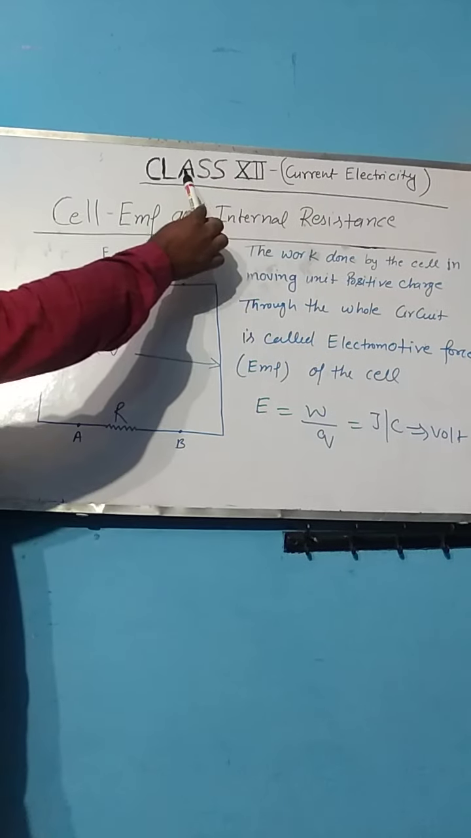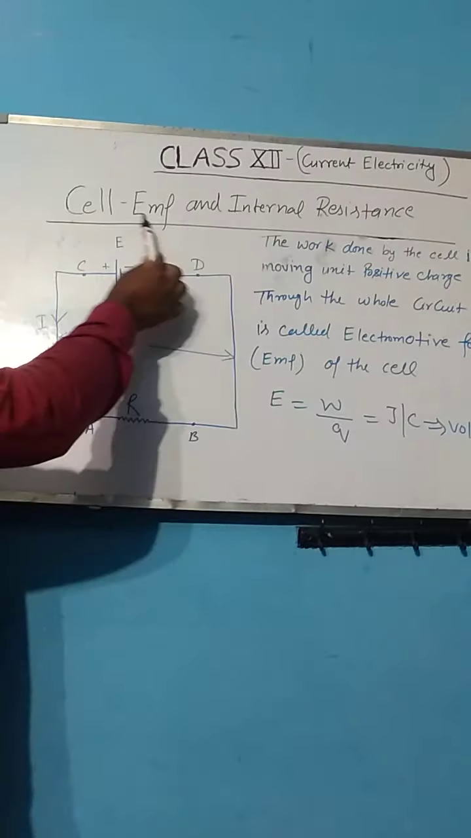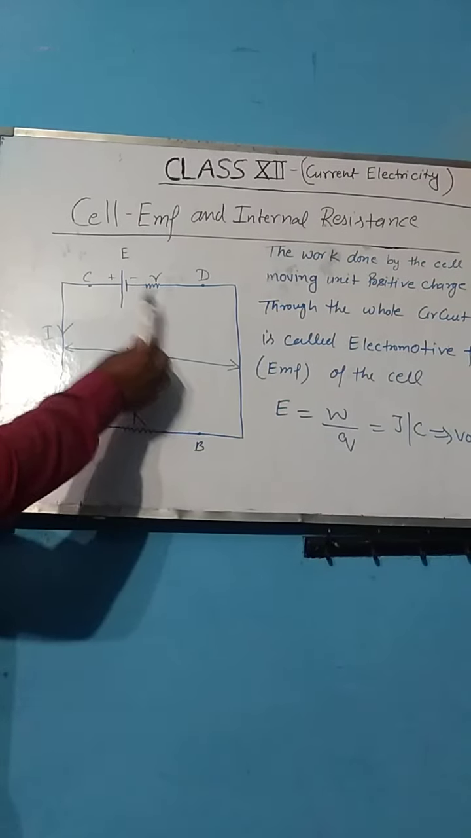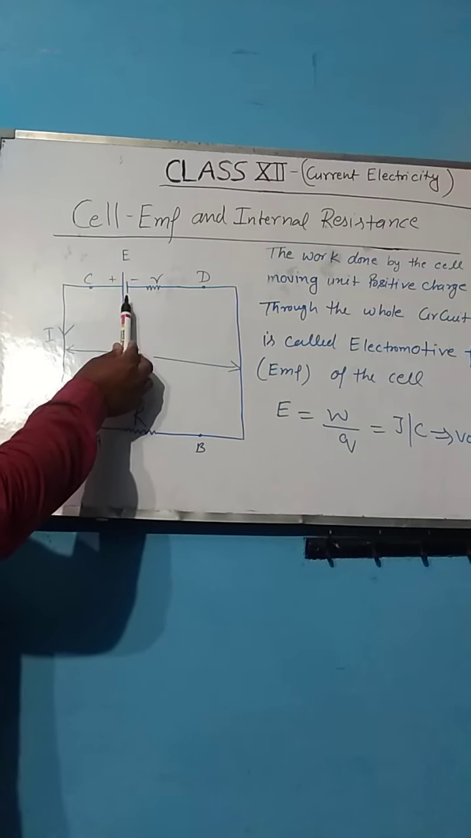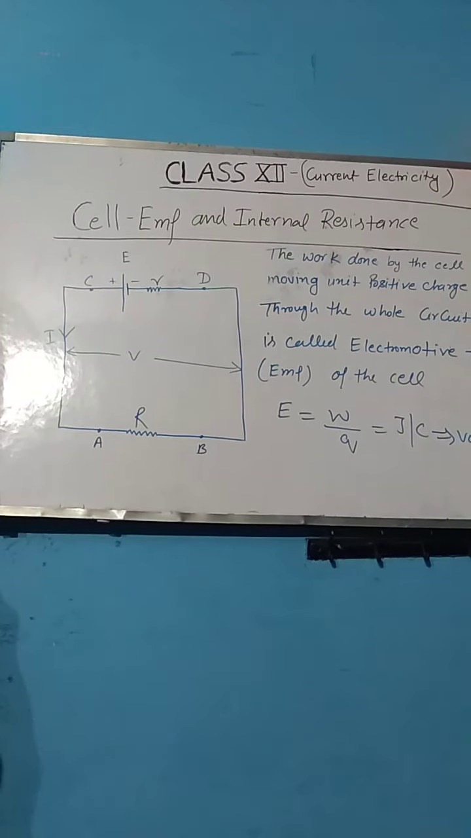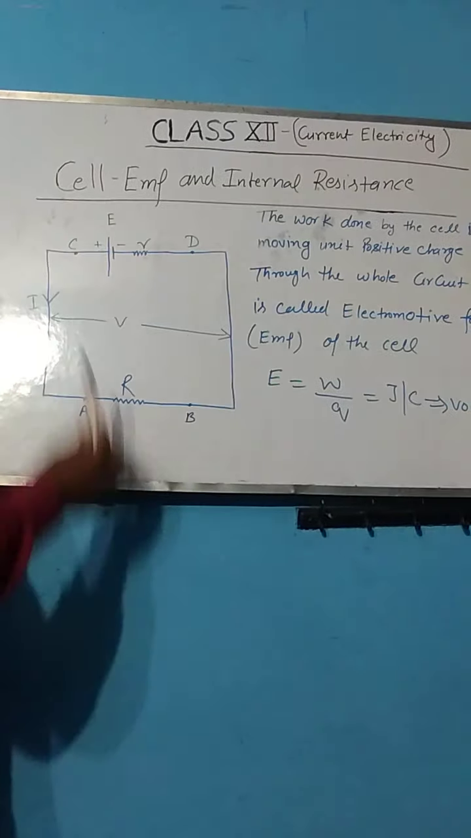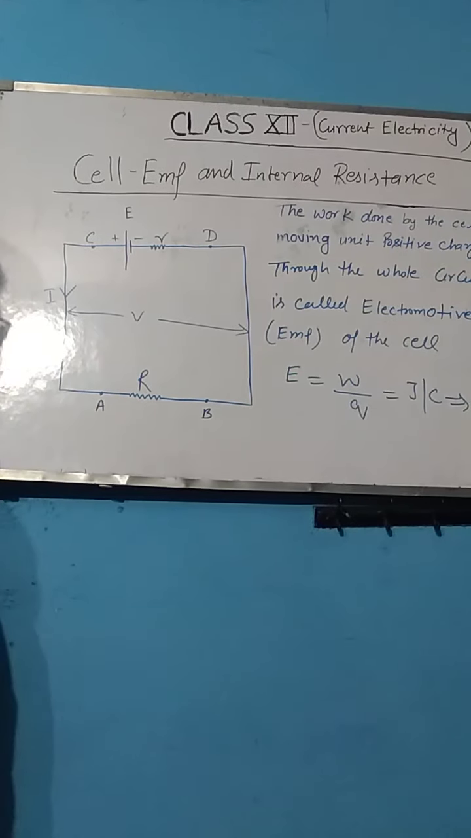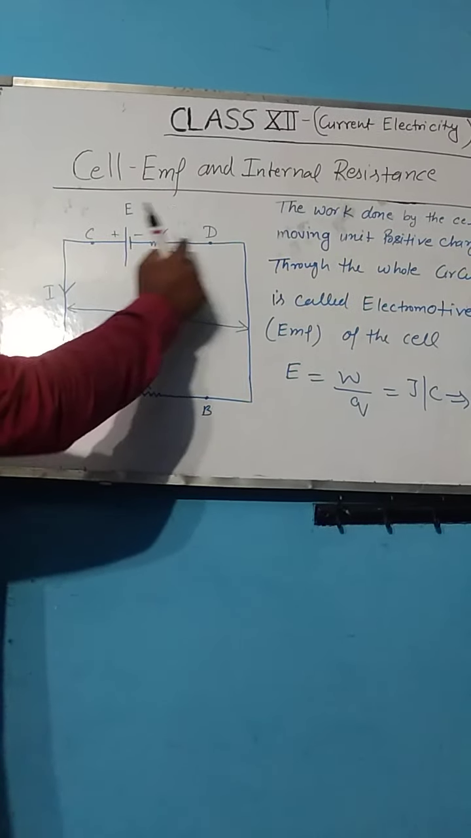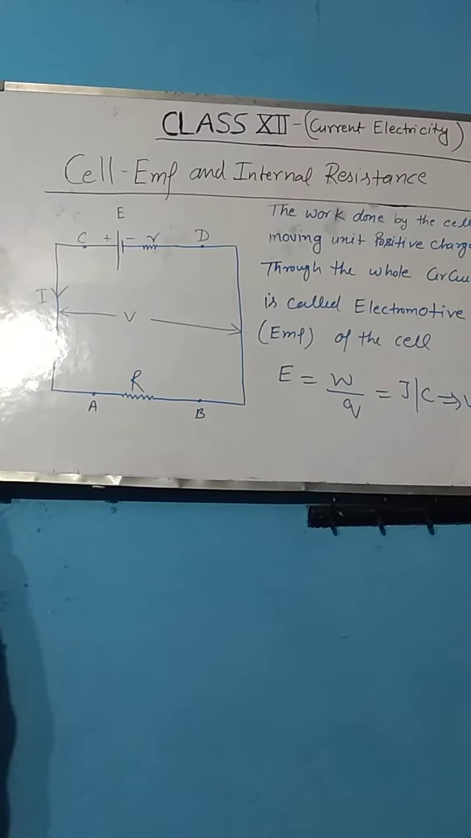We have to start with the class 12 topic current electricity: cell EMF and internal resistance. We have drawn the circuit diagram: cell E, internal resistance r, and external resistance capital R. The points C and D are across the cell, and points A and B are across R. The potential V across AB and the potential across CD are the same, and the current I will be drawn from the cell.